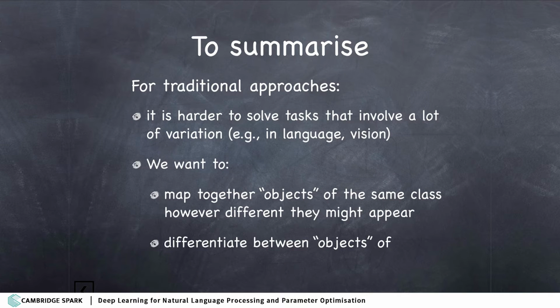Another thing that we need to keep in mind is that with those more traditional systems, it is harder to solve tasks that involve a lot of variation. And language is a good example in that case. Because what we ultimately want to do is learn the representations of similar objects, even if they sometimes seem to be quite different. And at the same time, we want to differentiate between objects that are dissimilar, even if in some contexts we might see them together.